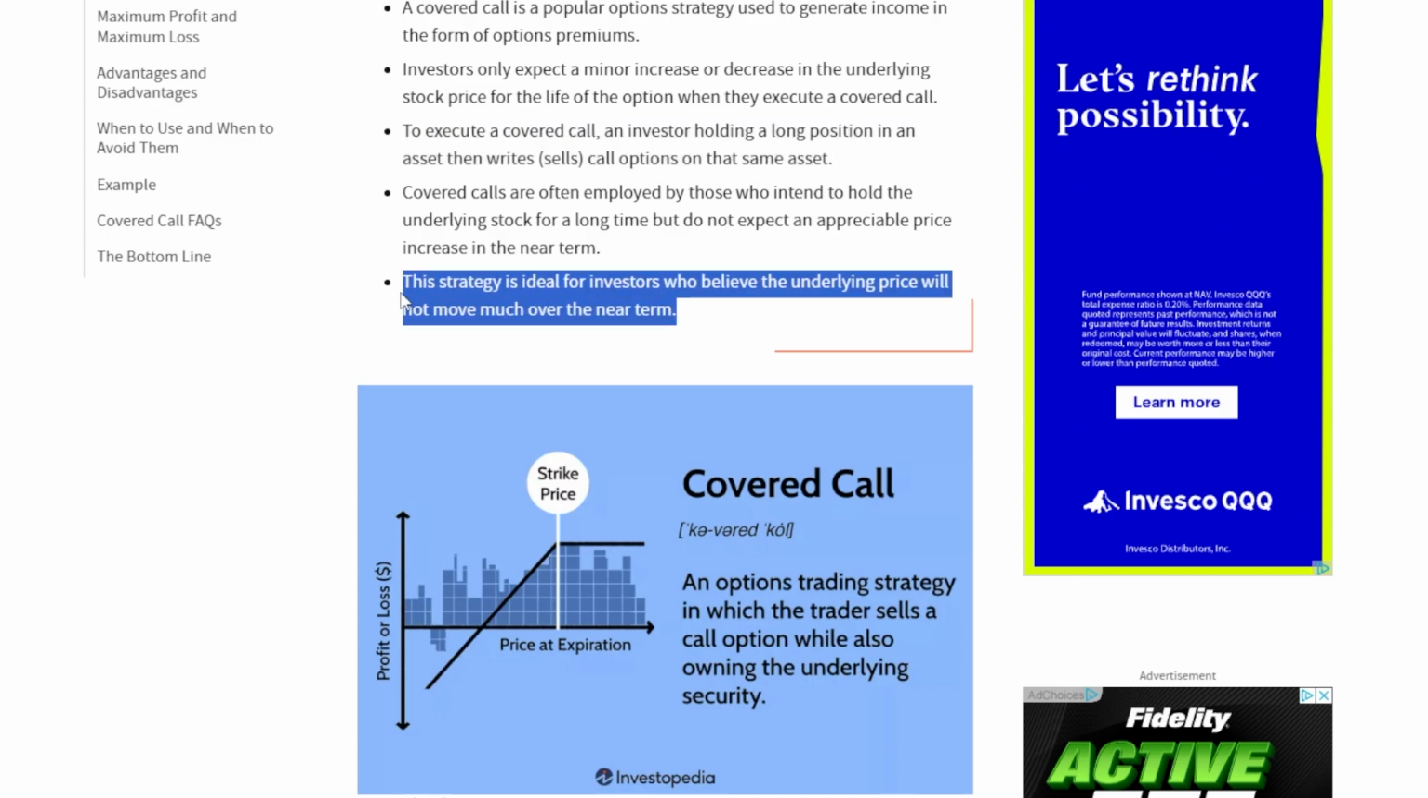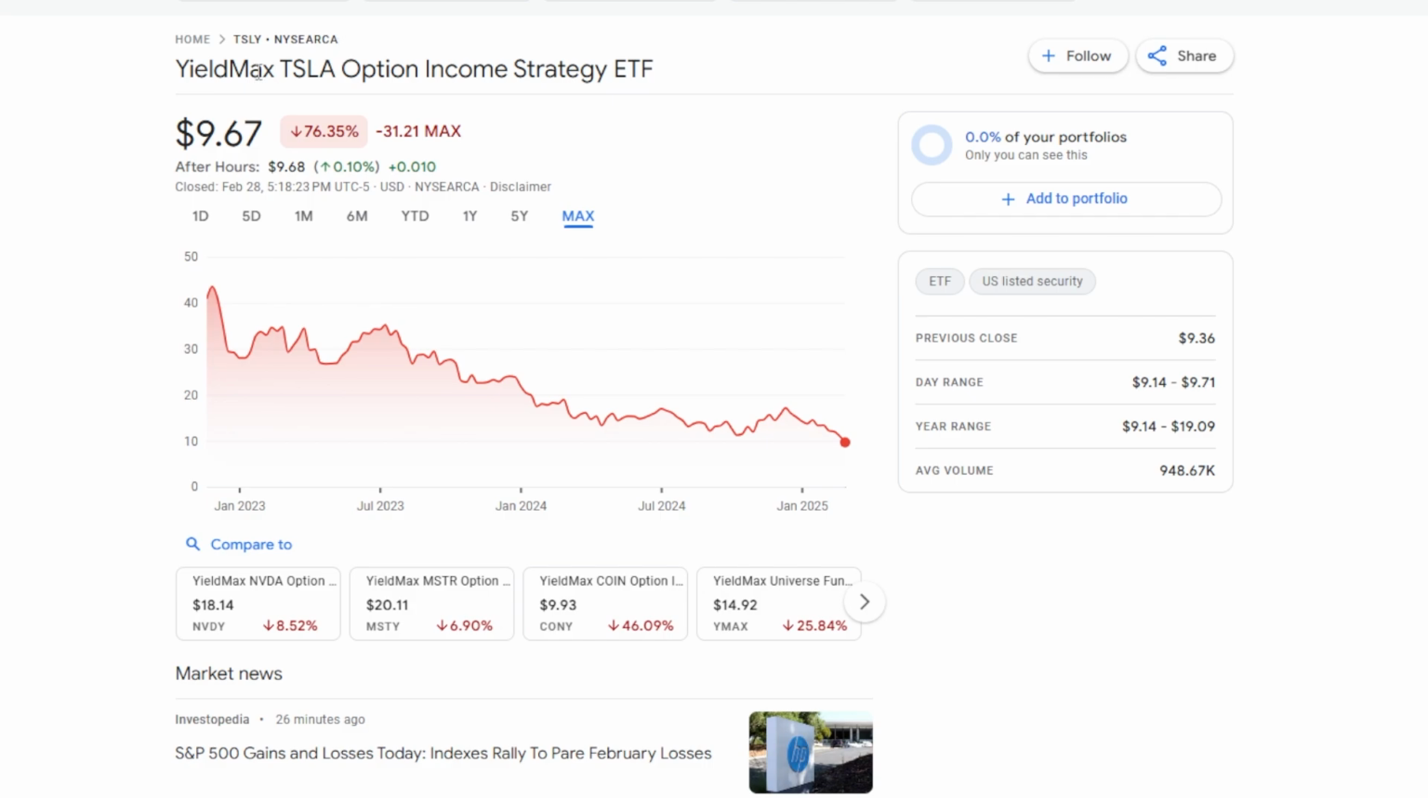Now it says right here, this strategy is ideal for investors who believe the underlying price will not move much over the near term. Which again brings me into the TSLY ETF specifically, or Tesla stock. Now because Tesla stock is highly volatile compared to other stocks in the market, that does mean that there is going to be a juicy amount of option premium, which is exactly how TSLY ETF has been able to pay out so much income over time.